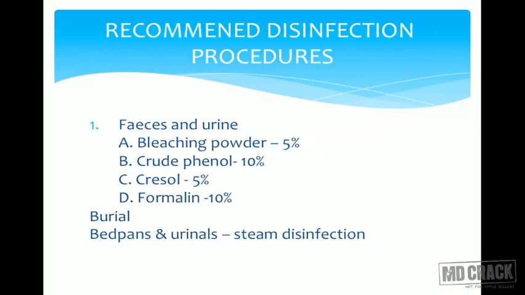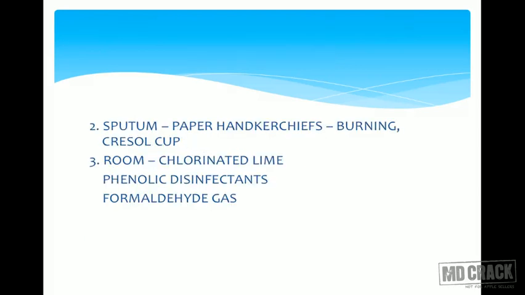Recommended disinfection procedures. For feces and urine, bleaching powder 5% can be used, crude phenol 10% can be used, cresol 5% or formalin 10%. So these are the disinfecting agents which can be used for feces and urine. You can have burial, or for bedpans and urinals you have to do steam disinfection.